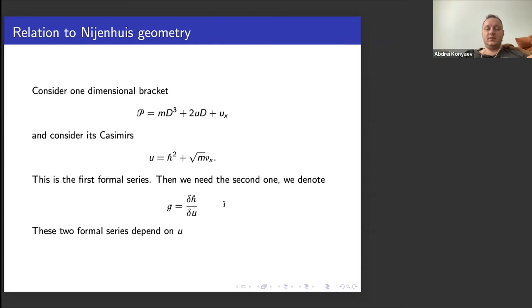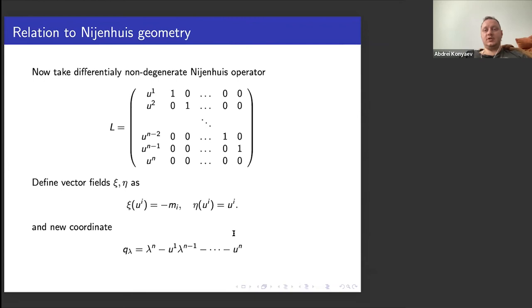Now, what do I do next? I take a differential non-degenerate Nijenhuis operator. I define vector fields like this. See, those are very special vector fields. One, you see, those are already familiar. Those are the parameters of the pencil. And the second one just acts like this.